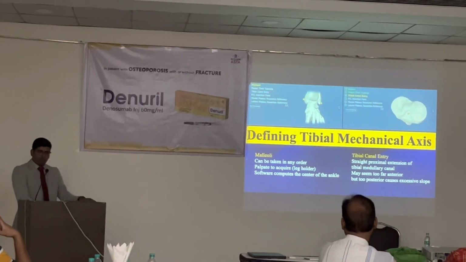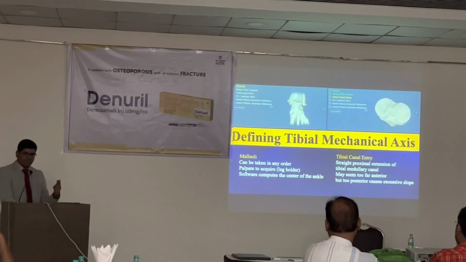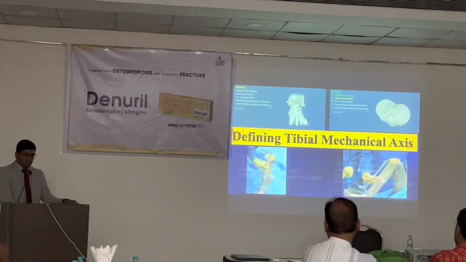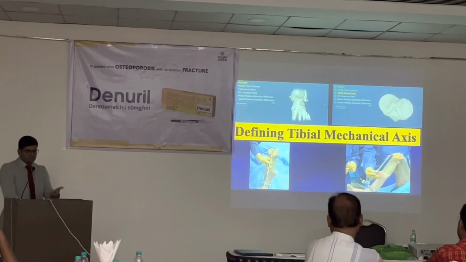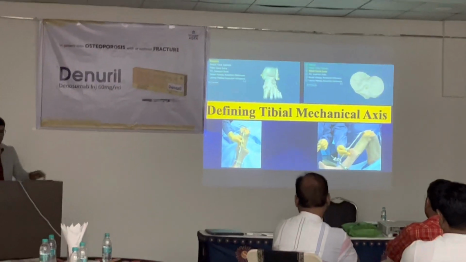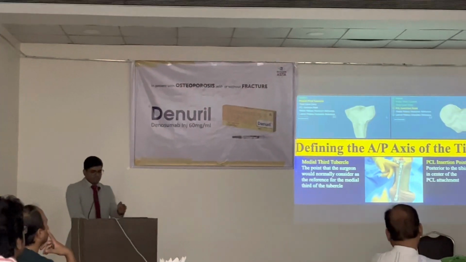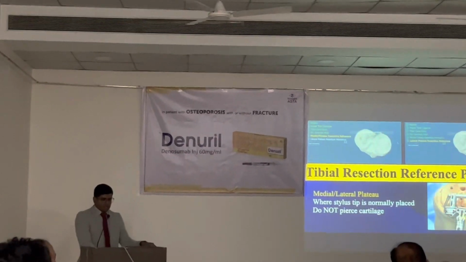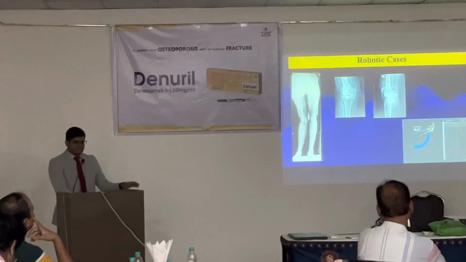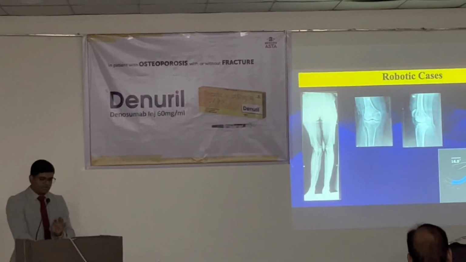For the tibia, we have to give some reference points: the medial malleolus, lateral malleolus, and tibial canal entry, where your ACL sits, and the posterior cruciate ligament. Conventionally we define the tibial mechanical axis with the conventional jig. This is the anterior-posterior axis with the PCL insertion point, posterior to the tibial spine, in the center of the PCL attachment, and the medial third of the tubercle. The study case has a recurvatum of 16 degrees. In that case, while doing conventional, you have to adjust manually very much.